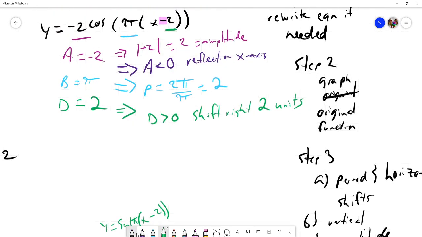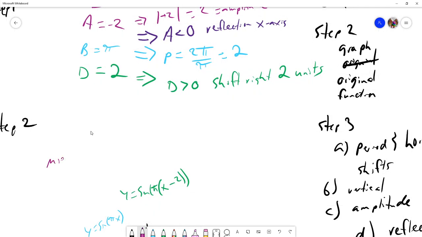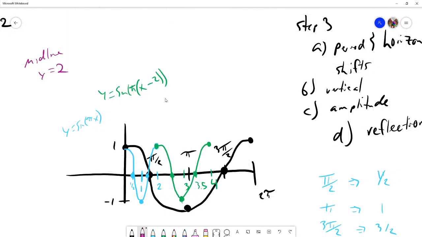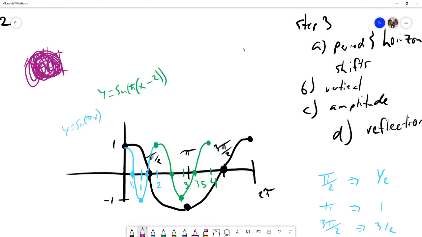So, with the amplitude change, we know that the midline is at y equals 2. And since the midline is at y equals 2, we need to draw a new midline. Wait. No. Delete that. I got that mixed up. Our midline's at 0 because C is 0, right? We don't have a shift up or down. I was just being tired.